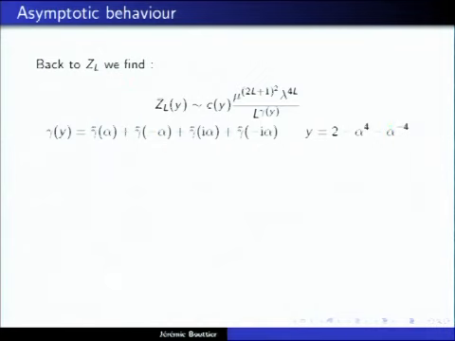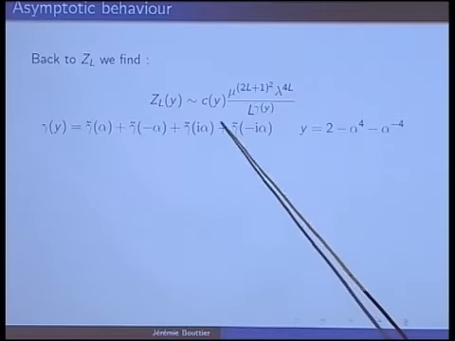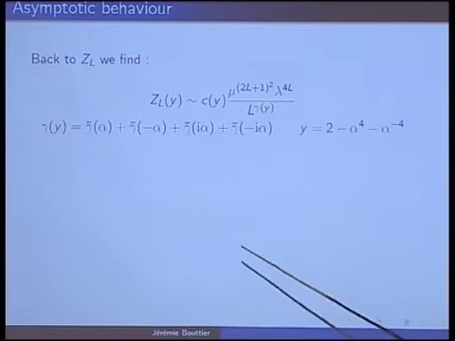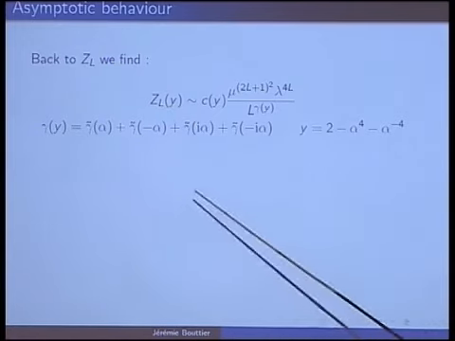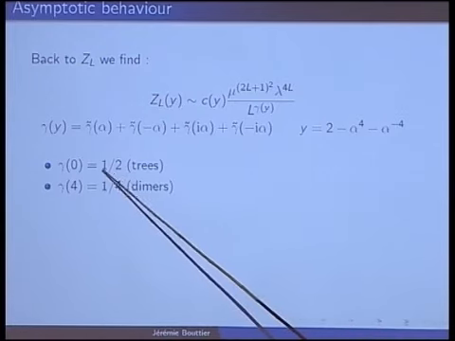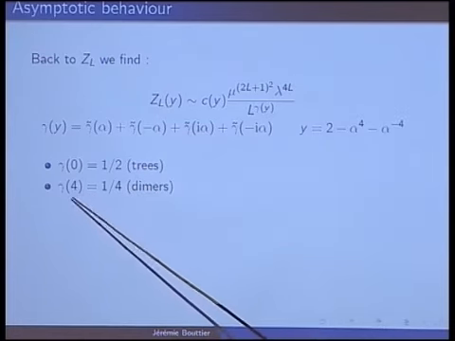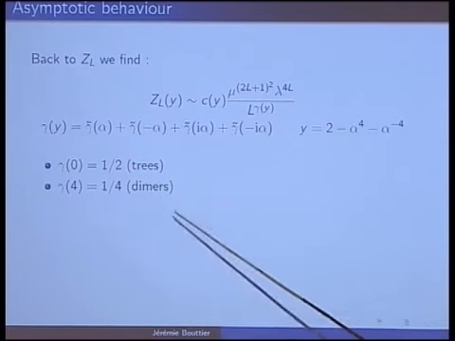This was for PL, which was an intermediate quantity, but if you go back to the partition function, then you can of course deduce the asymptotics for the partition function of webs on a grid, with y being the weight per cycle, so there is this relation. If you put y equals 0, you would get 1/2, the known exponent for trees, and for y equals 4, with this exponent, we get 1/4 for dimers.